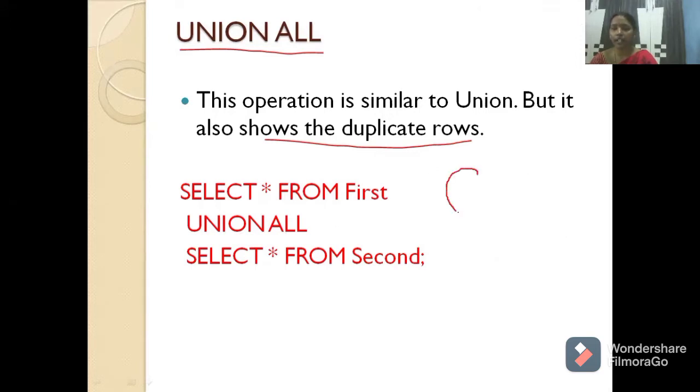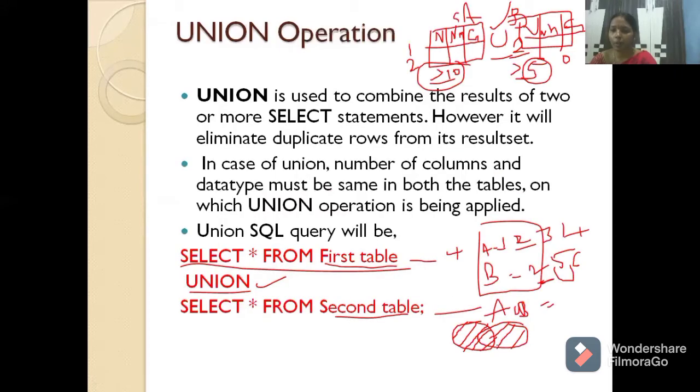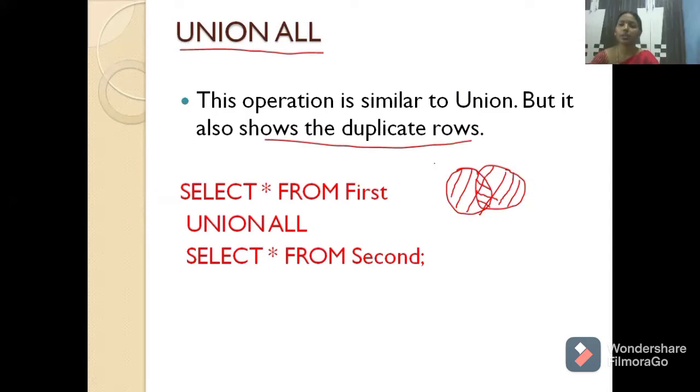What will happen? I'll show the Venn diagram. This is the first table. This is the second table. Now the rows of these tables will come. This intersection part consists of common rows from both the tables, so these rows will be repeated here. Clear? The common rows are repeating here, but in the case of union, the common rows are not repeated. This is union all.